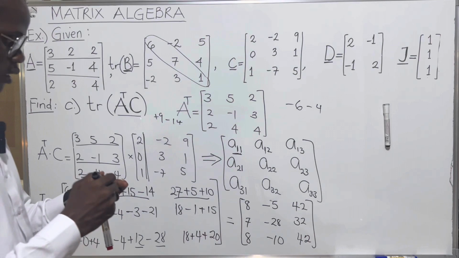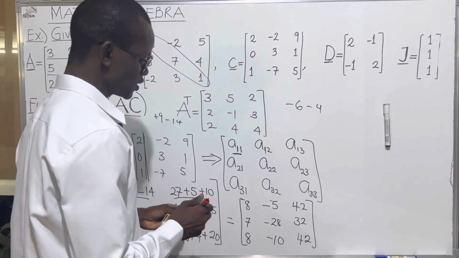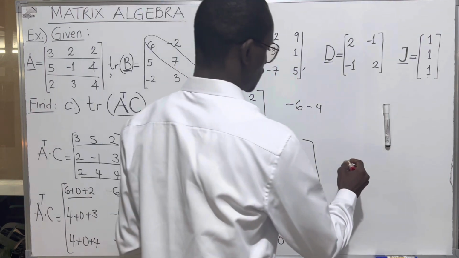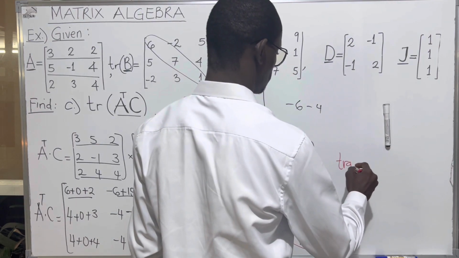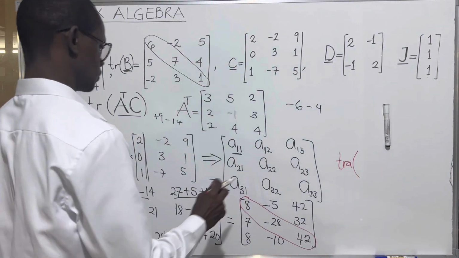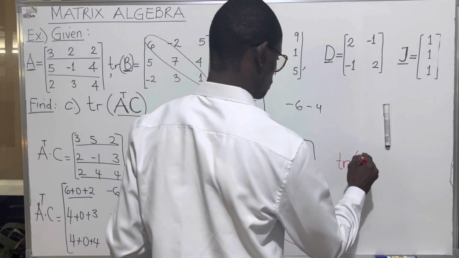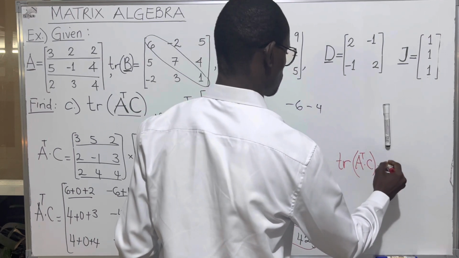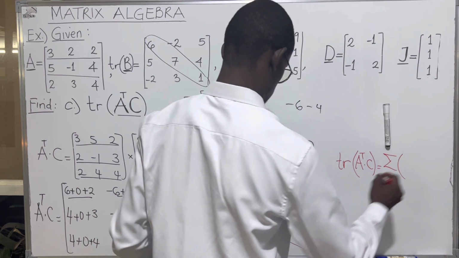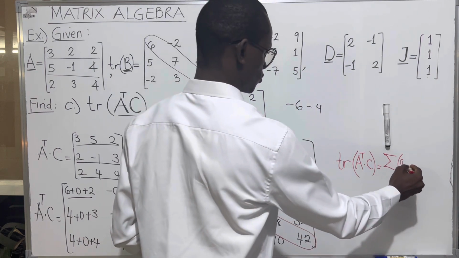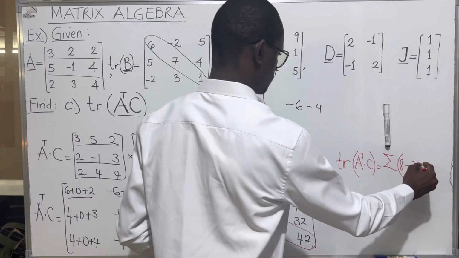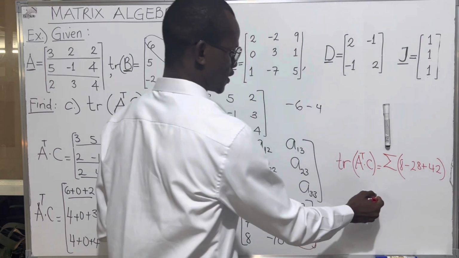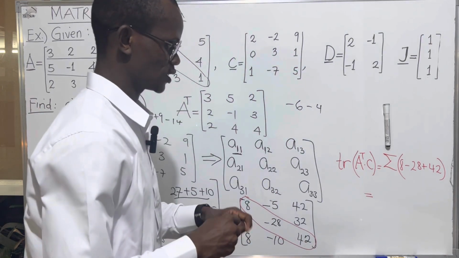So this is our new matrix. So the trace of this matrix now, the trace of matrix A transpose times C, should be equal to the sum of 8, 28 and 42. So we calculate that sum, we get the trace.